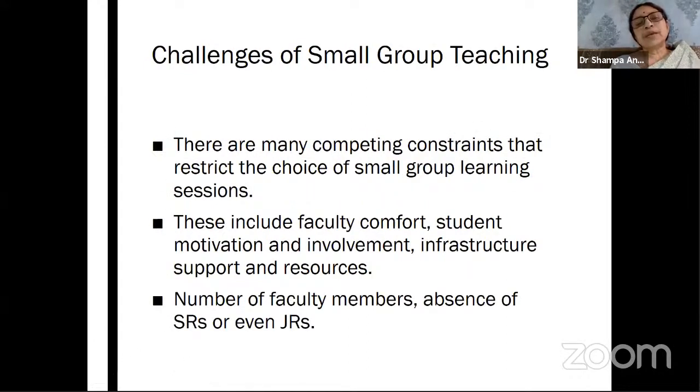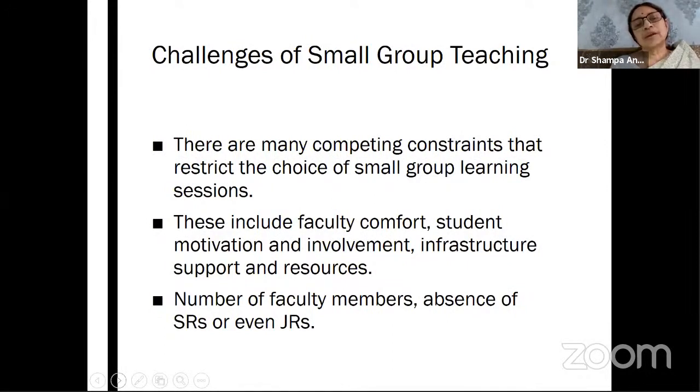There are many competing constraints that restrict the choice of these small group learning sessions. Firstly, faculty comfort. Is the faculty very comfortable? Because every week they'll be involved in small group teaching. Otherwise, we will not be able to complete. Suppose we have divided the number of lectures, we used to just complete our lectures and we were free. But now, almost every week, we'll be having these small group discussions with the students.